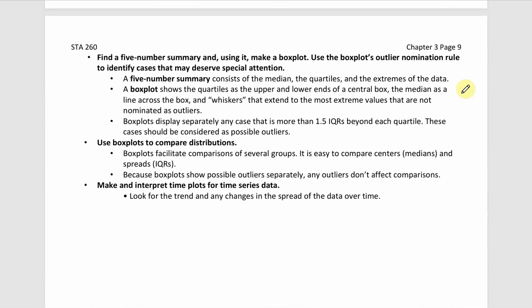Let's see. Then making the box plot, that was this one. So do the outlier check, right? You got to know how to do that, because then if there are outliers, that's going to affect what the box plot looks like, right? It's going to affect where the whiskers go.